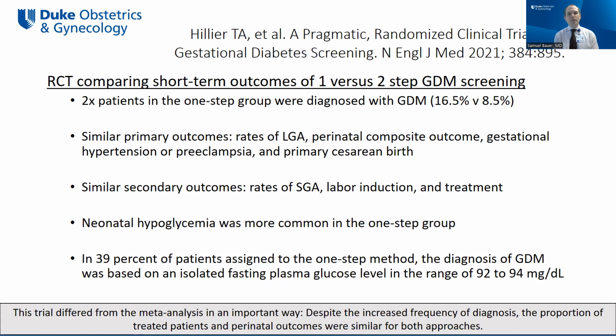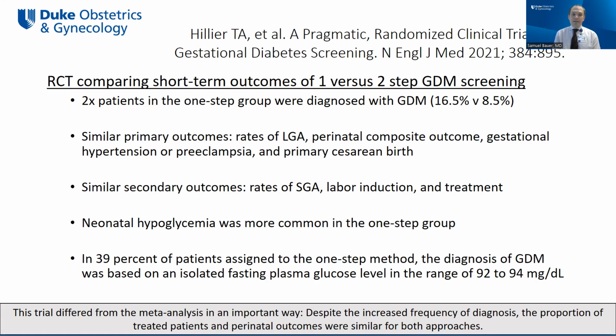There were similar primary outcomes of rate of LGA, perinatal composite outcomes, gestational hypertension, diabetes, and cesarean. And their secondary outcomes were also similar: SGA, labor induction, and their treatment. The hypoglycemia was more common in the one-step group. Remember, this was twice as many patients diagnosed in that group. And interestingly, in 39% of patients assigned to the one-step method, the diagnosis of gestational diabetes was based on an isolated fasting plasma glucose within the range of 92 to 94.